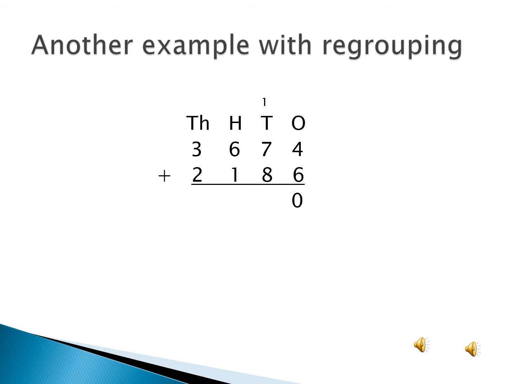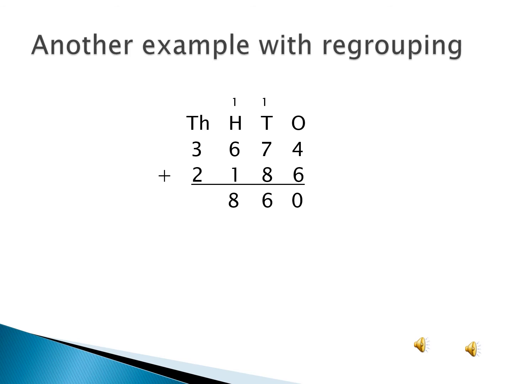column. Step 2, add the tens. 1 plus 7 plus 8 is equal to 16. So change 10 tens to 100. So we will write 6 in the tens column and 1 will be carried to hundreds column. In step 3, add the hundreds. So 1 plus 6 plus 1 is equal to 8.